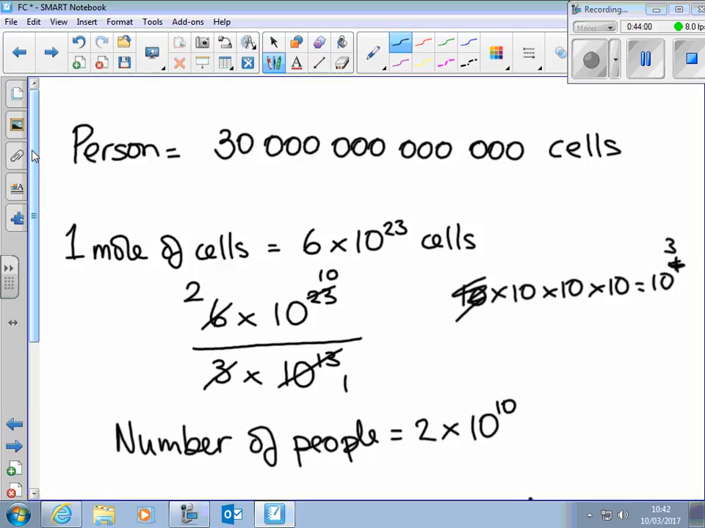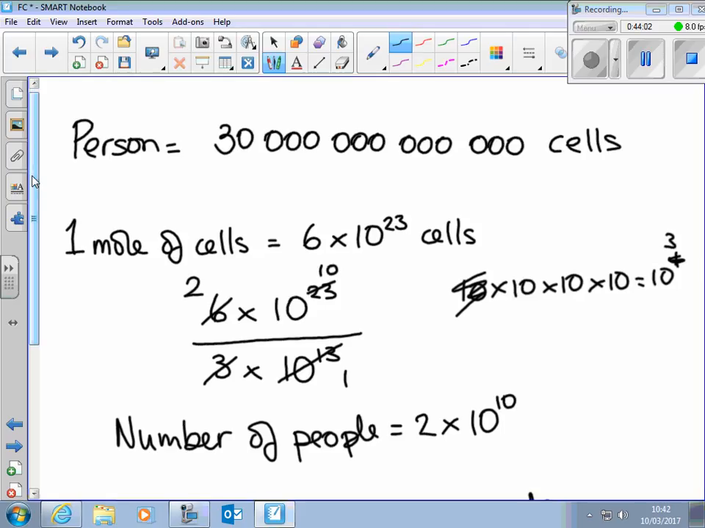Okay, all right. So that's the bit of information you've got on your sheet, right? A person is 30 trillion cells. We could write that there as 3 times 10 to the 13.